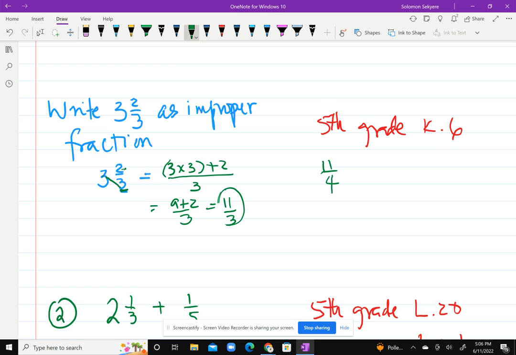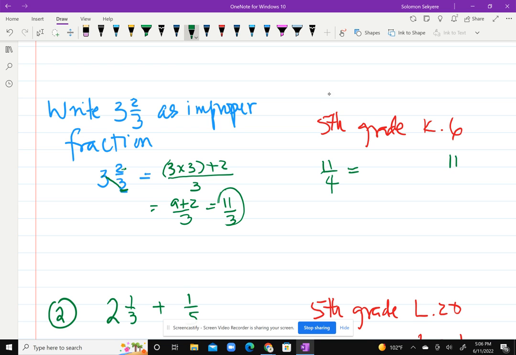Whenever you have the numerator bigger than or equal to the denominator, it's an improper fraction. So that's how you convert a mixed fraction to improper. What if you have an improper fraction and you want to go back to a mixed fraction?